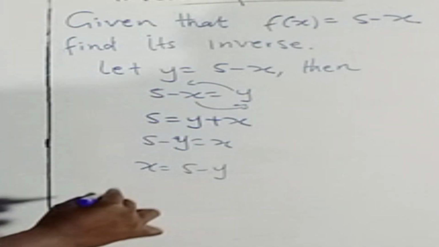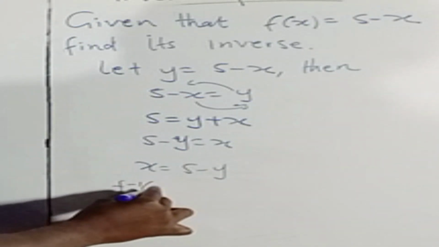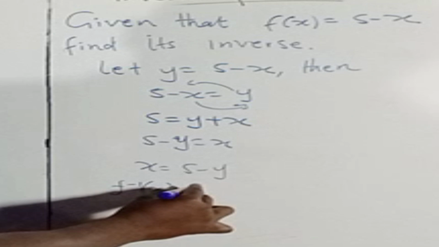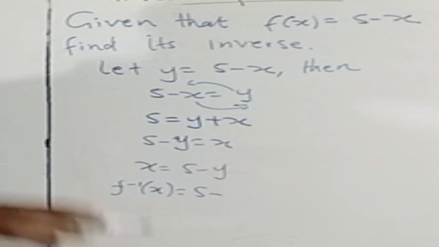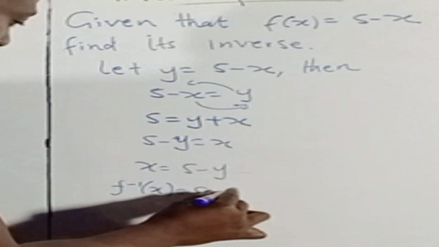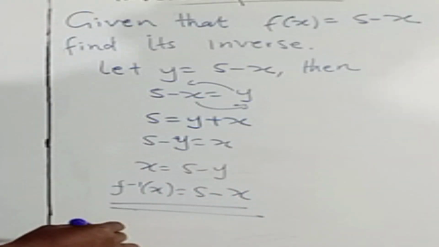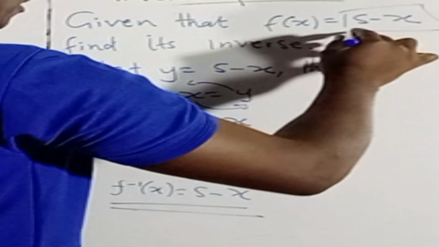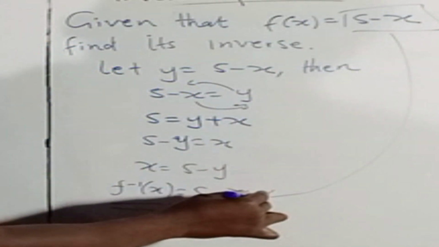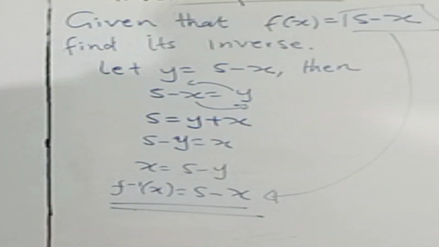Now, writing this one, I'll say f inverse of x is equal to 5 minus, where there is y, I just put x there. So it's 5 minus x. You can see that the original function, which is 5 minus x, also has its inverse as 5 minus x. Now, these functions, they have a special name.